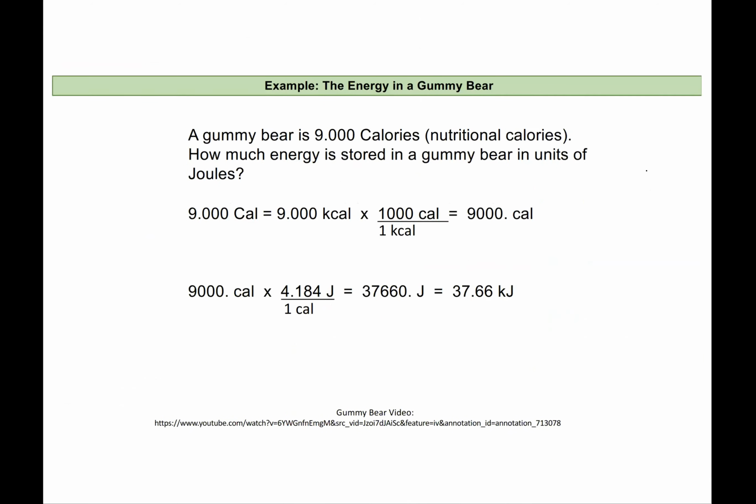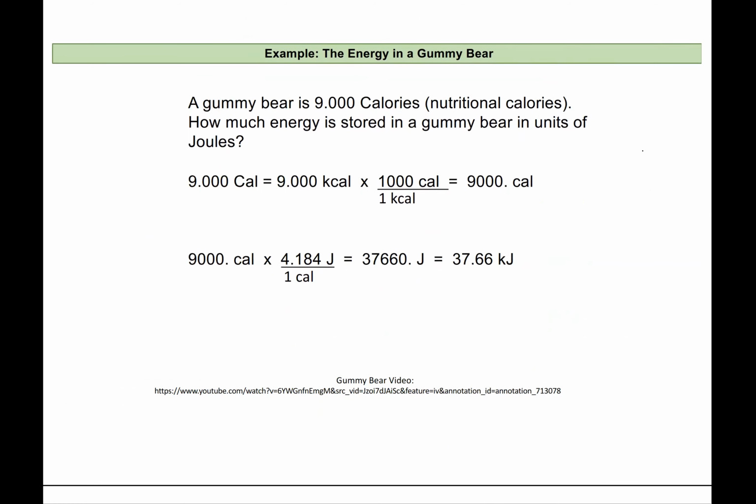Let's look at an example. A gummy bear, if you look at the back of the packaging, is 9 calories. These are nutritional calories. Let's figure out how much energy is stored in a gummy bear in units of joules. Right here, I've identified I have a starting point, and I've been asked about joules, so this is my goal for this calculation. I'm going to start with my 9 calories and convert into units that are going to be joules.